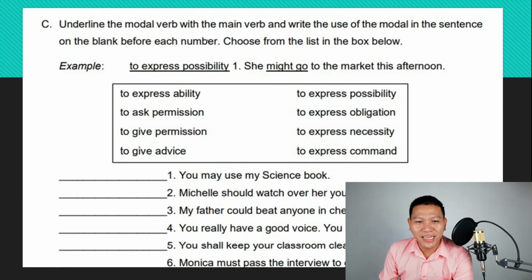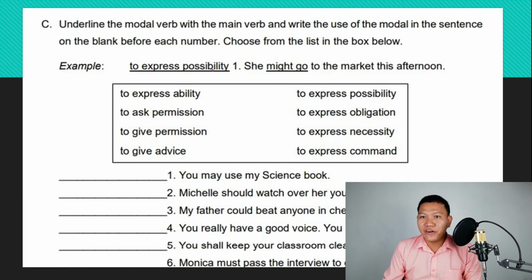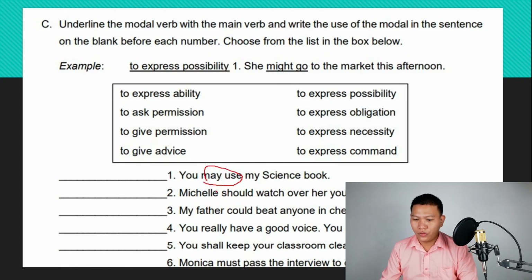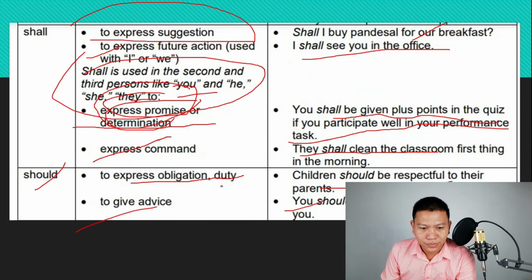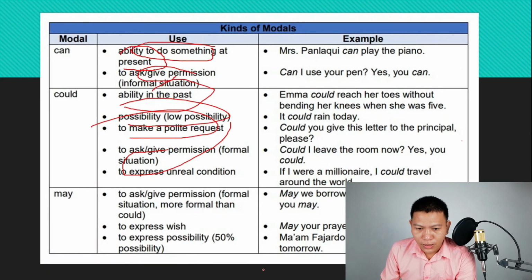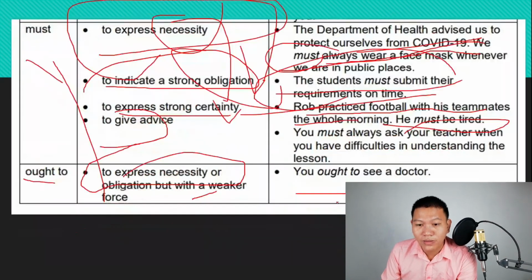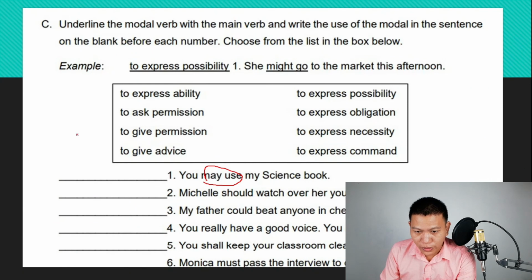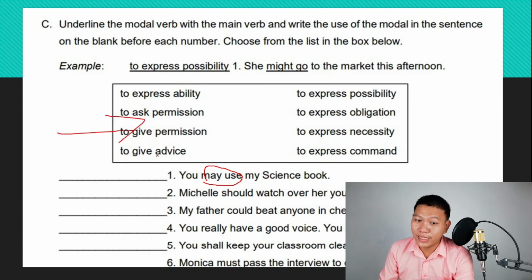Okay. C. Underline the modal verb with the main verb and write the use of the modal verb in the sentence on the blank before each number. Choose from the list in the box below. You may use my science book. May use. Okay. Then let's check. Give permission, formal situation, express wish, express possibility, 50%. So we have to look at here. And then write the answer here.